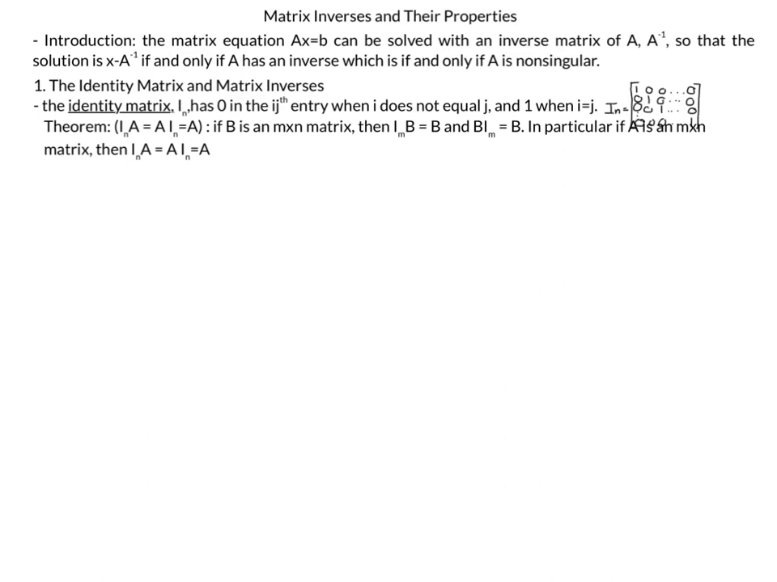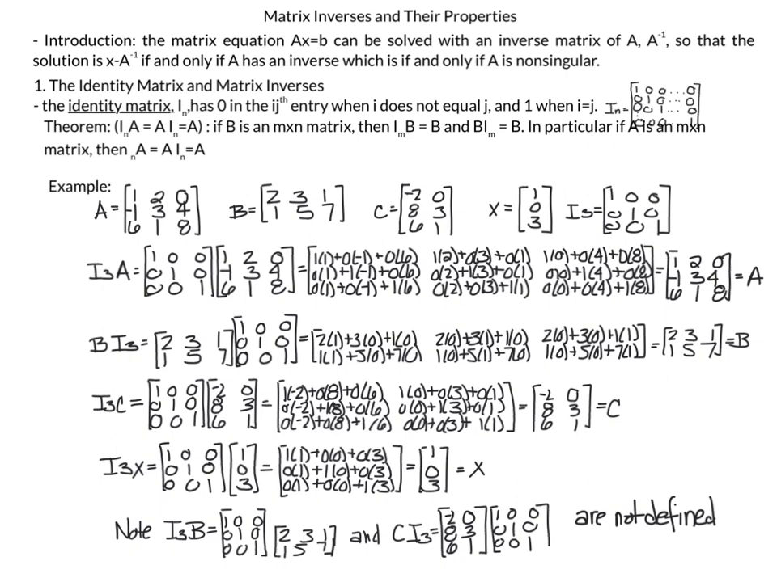It seems like a lot of work to identify this identity matrix, but you have to remember that since matrix multiplication isn't commutative, technically you have to show both I_n A is equal to A and A I_n is equal to A. So here we are, and I have this example for you.